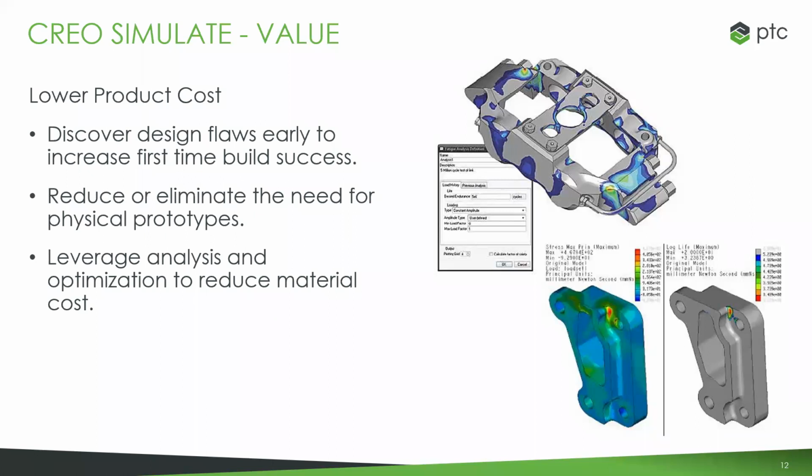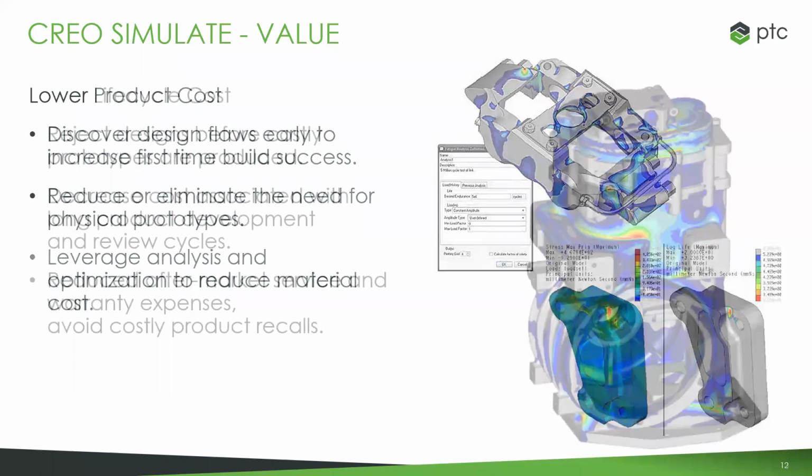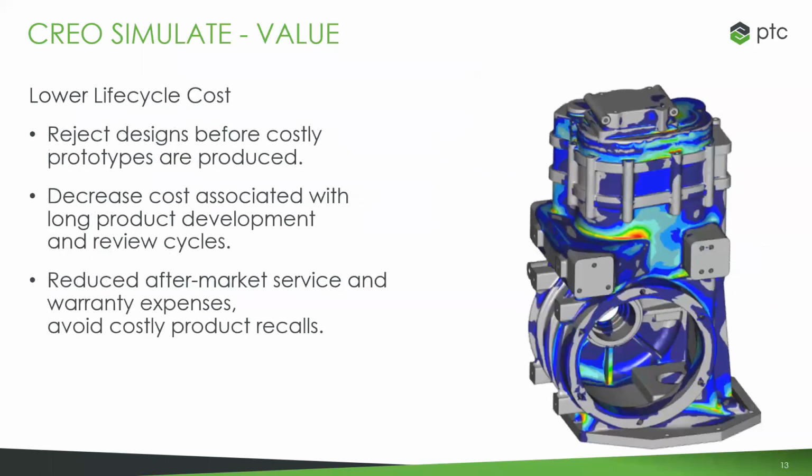You don't have to go through and build out as many prototypes, which can oftentimes be very costly. And you can do this type of optimization much earlier on in the process, help us figure out what's essential to our design, what could be removed there as well, and also overall lower life cycle cost.